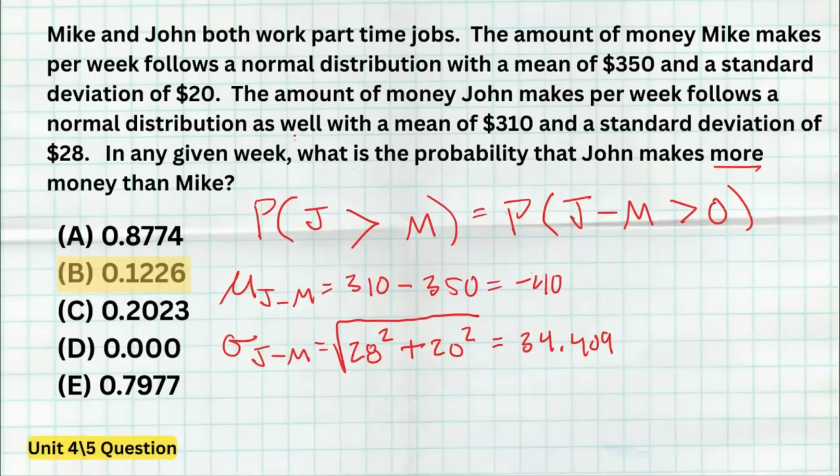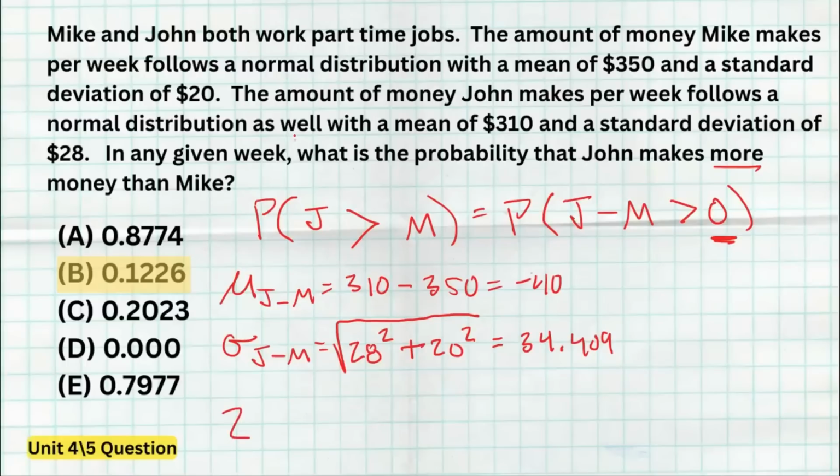Okay, so that means we could picture a normal distribution where the center's at negative 40 because John's supposed to make $40 less, but it varies on both sides. And what we want to look for is where is the difference 0? Because anything greater than 0 is where John would make more than Mike. Because if J minus M is greater than 0, a positive number, then that means John was more.